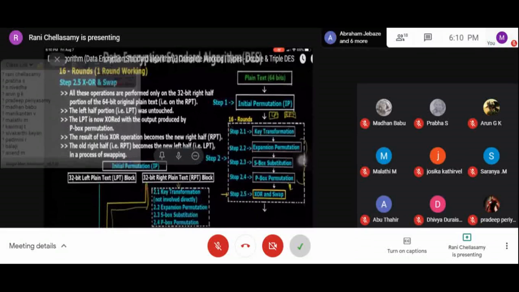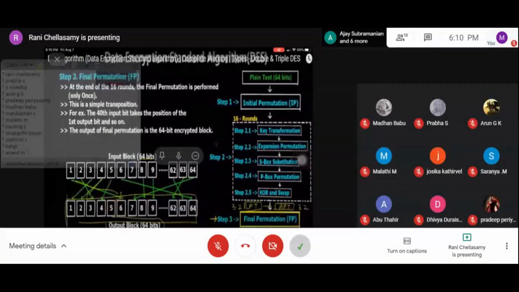So we have done steps 2.1 till 2.5. This will be repeated 16 times. So for each round, these 5 steps have to be performed.